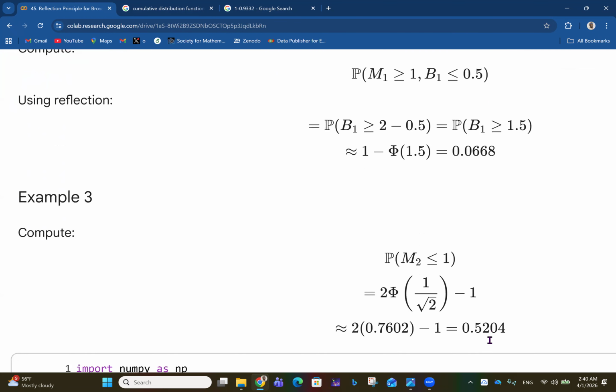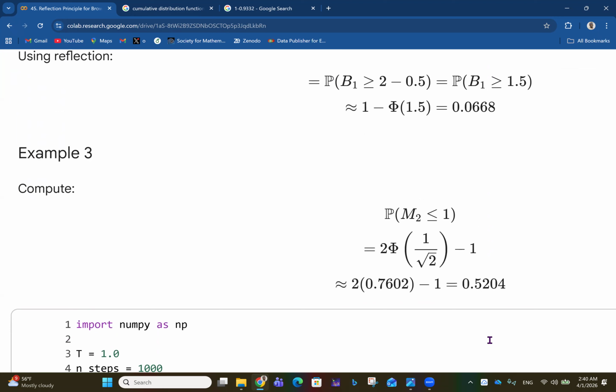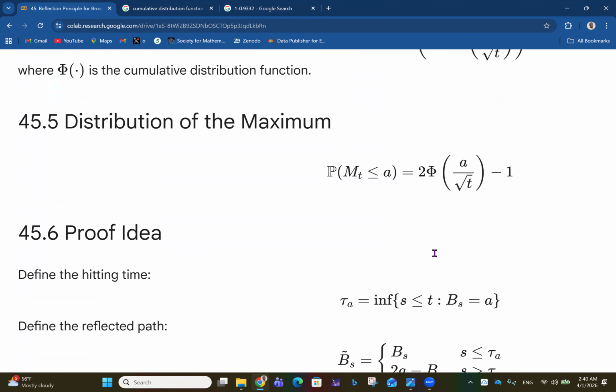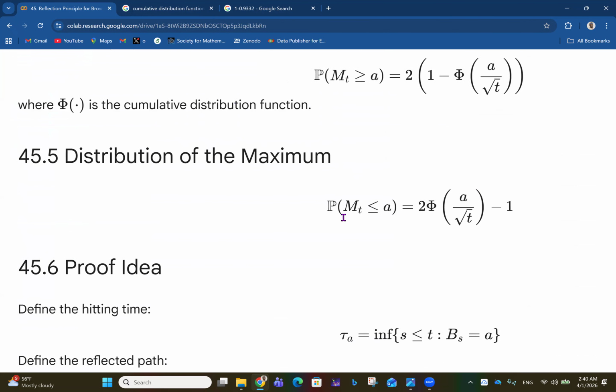But when M1 is less than or equal to 1, that's like 2 phi of 1 over root 2, that's a over root t, minus 1 like that. And that's what we get. I think we have that expression. Yeah, this is it here. So this is the distribution of the maximum, and this is where this comes in.